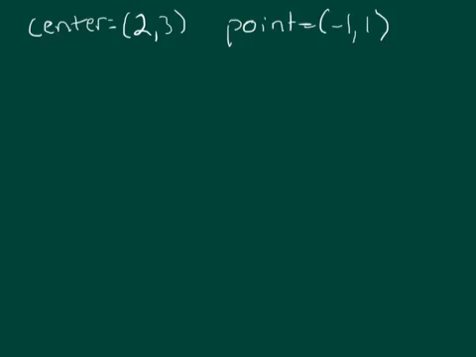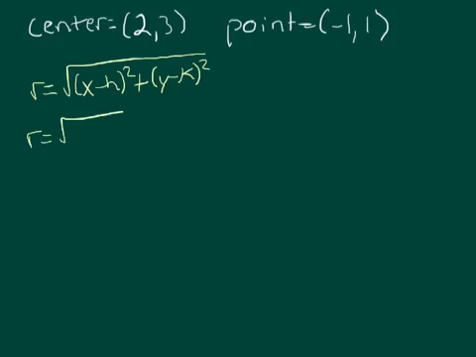So in order to get to the standard form of this equation, we first must find the radius. So remember, if we're finding the radius first, then the radius is equal to the square root of x minus h squared plus y minus k squared. So let's plug in the numbers.